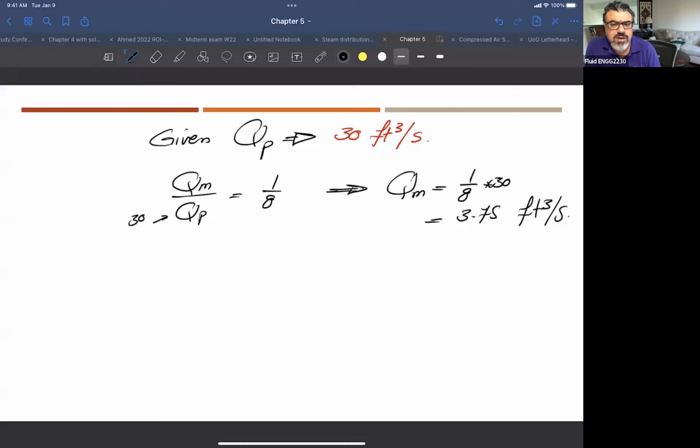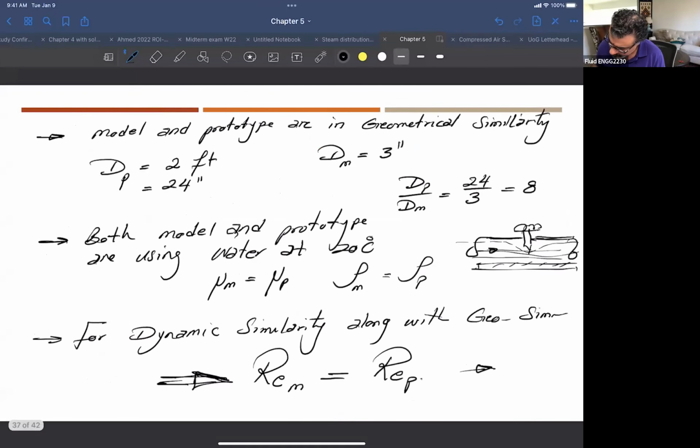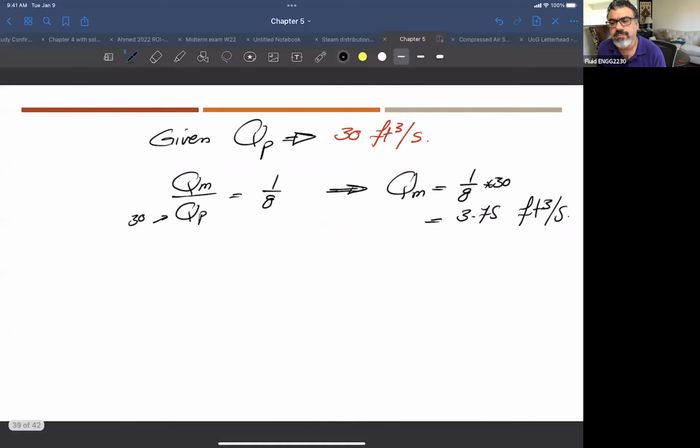You don't need to run the full scale flow rate. You just need to run it for this model. If you scale it 1/8, because the geometrical scale here is 1/8 or 8, you scale it by that much, and that means you get the flow rate to be that much. Okay.